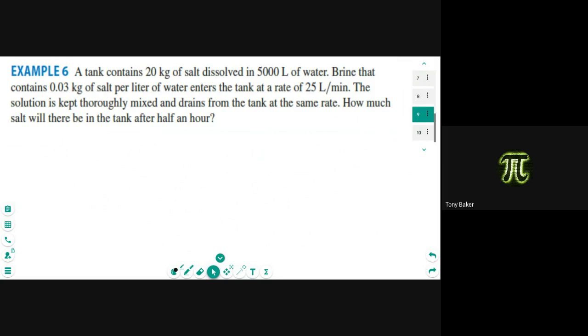Right. So we're going to look at this in terms of differential equations because that's what we're talking about. So the salt level is going to be the Y. So that's the rate in minus the rate out.